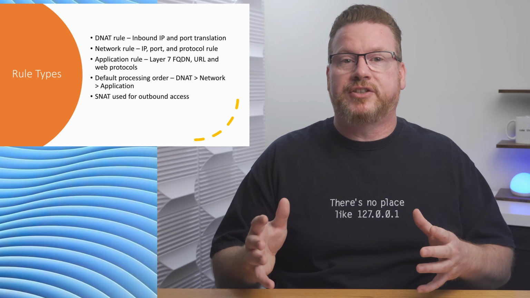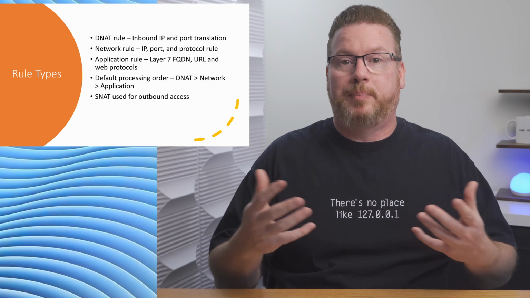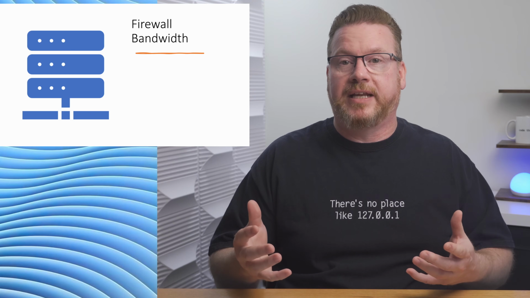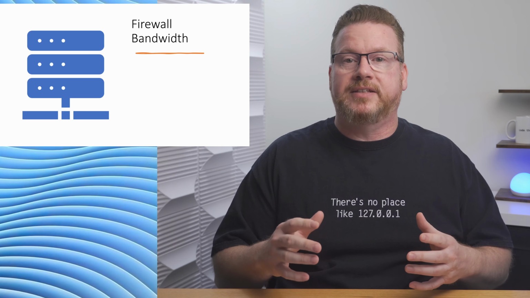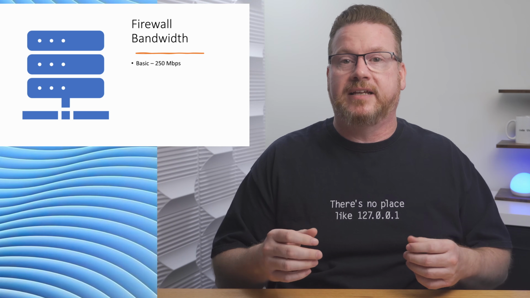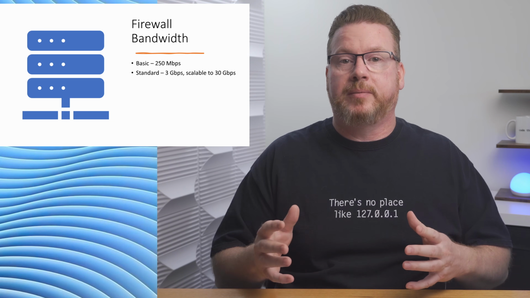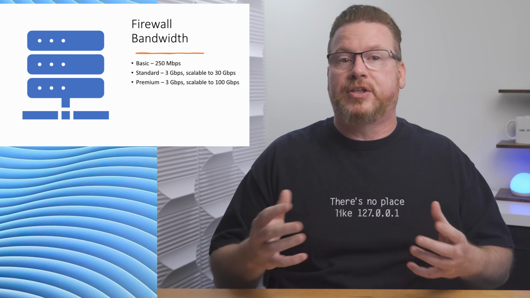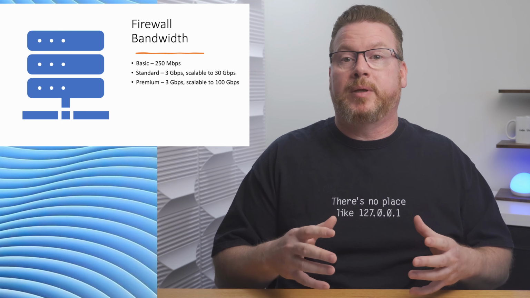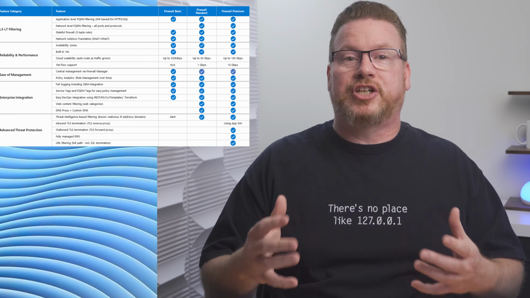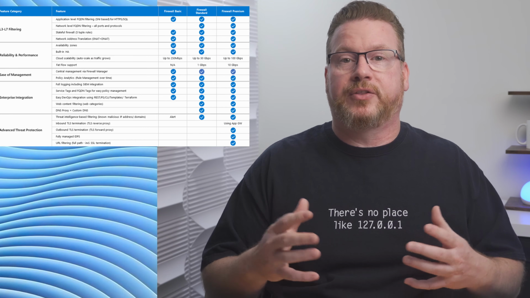Let's look at the features and what makes basic, well, basic. Throughput depends on a few variables such as the number and type of connections, but total bandwidth is 250 megabits per second for the basic SKU, 3 gigs per second for standard and premium. Standard will scale up to 30 gigabits per second, and premium will scale to 100 gigabits per second. On the screen is a chart that outlines the difference between the three SKUs.